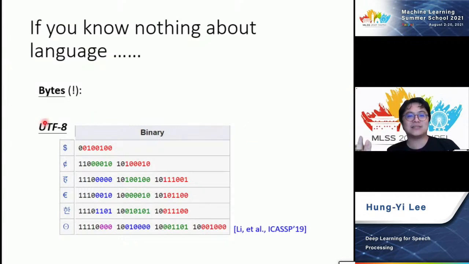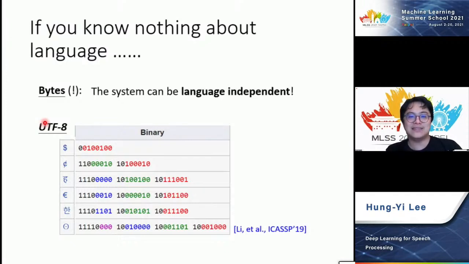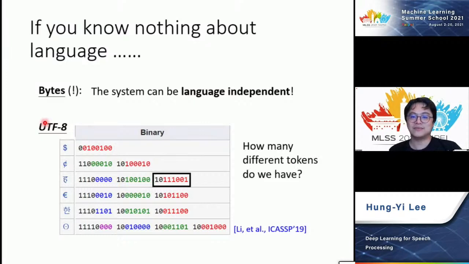So given a sentence with UTF-8 encoding, you can transform it into a byte sequence. And this way is very language independent. You do not need to know anything about language. Given any language, you can transform it into a byte sequence. And so you can transform any sentence from any language into a token sequence.